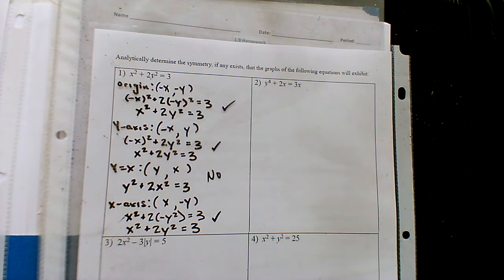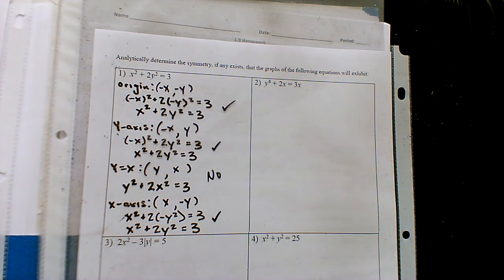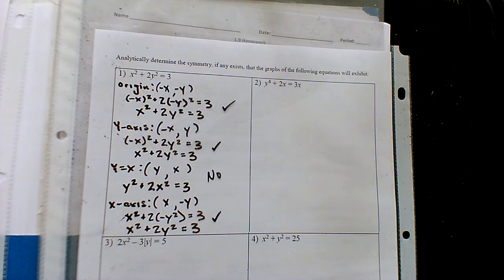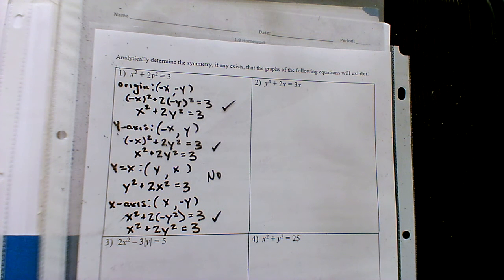Yes. So this graph, whatever it looks like, I don't know, has origin symmetry. You can flip it upside down and it would be exactly the same. It also has y-axis symmetry. So what's on the left and the right would match up. It also has x-axis symmetry. So whatever's up top and below would fold over the x-axis and match up.